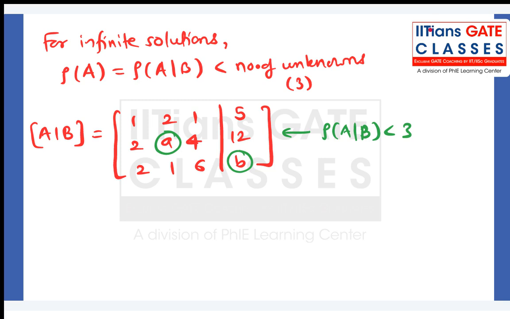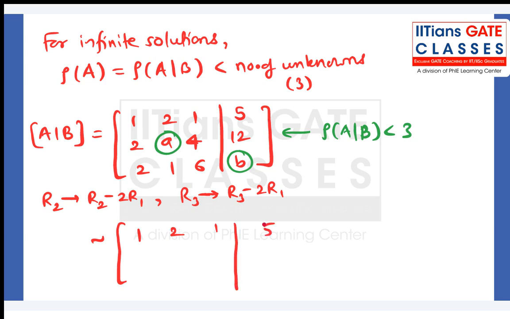So let's do certain operations to make these elements 0. You can transform R2 to R2 minus 2R1. Similarly, R3 transforms to R3 minus 2R1. If you do that, the first row remains as it is. We are not touching it. So let it be. This becomes 0. This becomes A minus 4. This becomes 2. This is 2. 0.